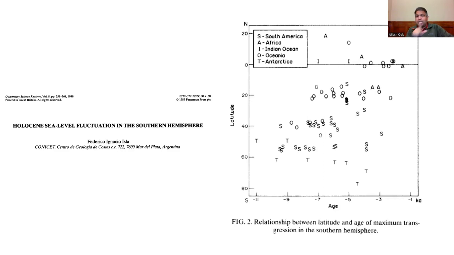If you look at this plot, think of latitude versus the timing. For practical purposes, of course, this is based on the data that is available. But even there, you will see that the data is completely random. Okay, it's random data there.